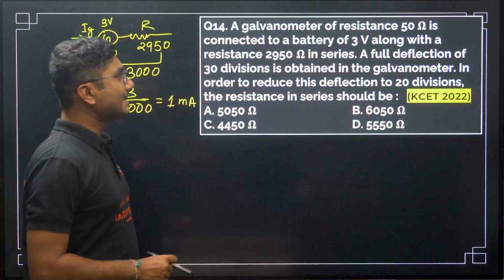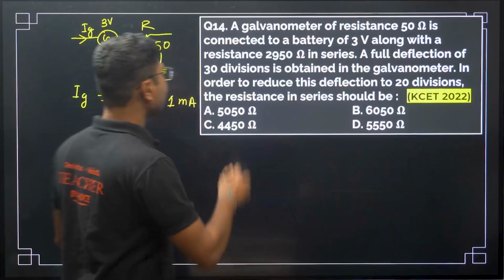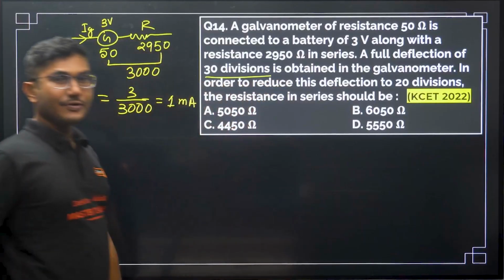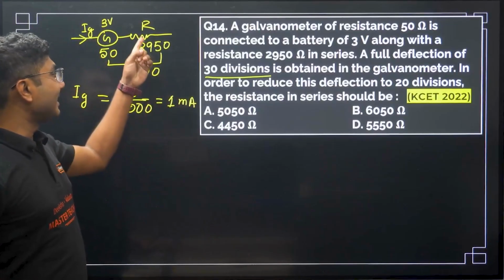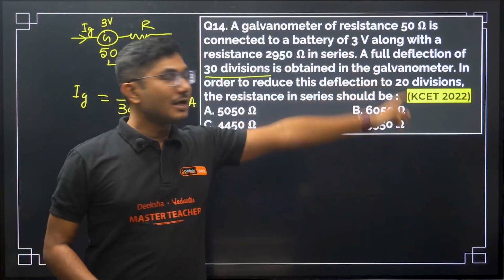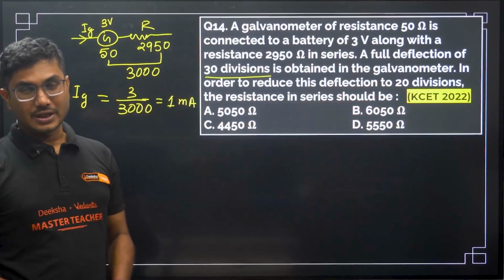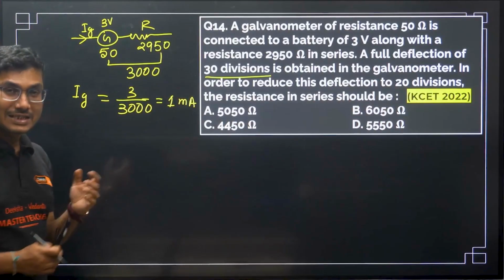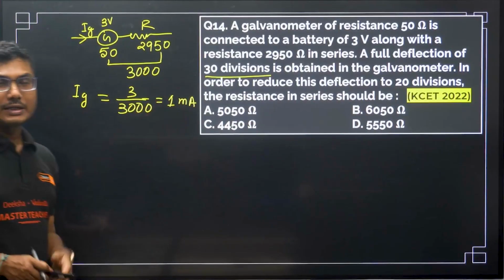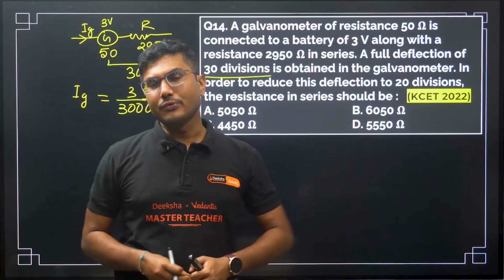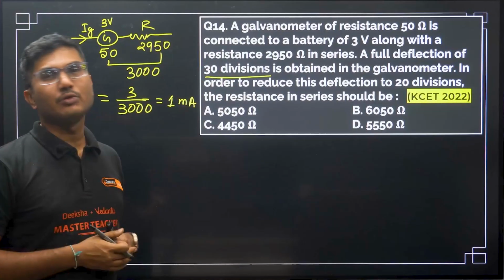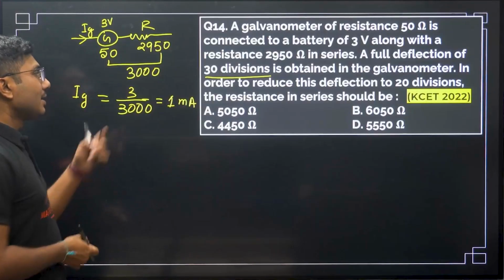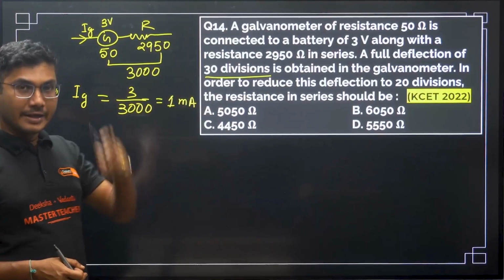Now that is giving you 30 divisions of deflection. Now you want to increase this resistance so that this goes down to 20 divisions. Remember that the maximum value of Ig is constant. So what you have to do is reduce the value of Ig which is passing at that particular moment so that the deflection reduces.